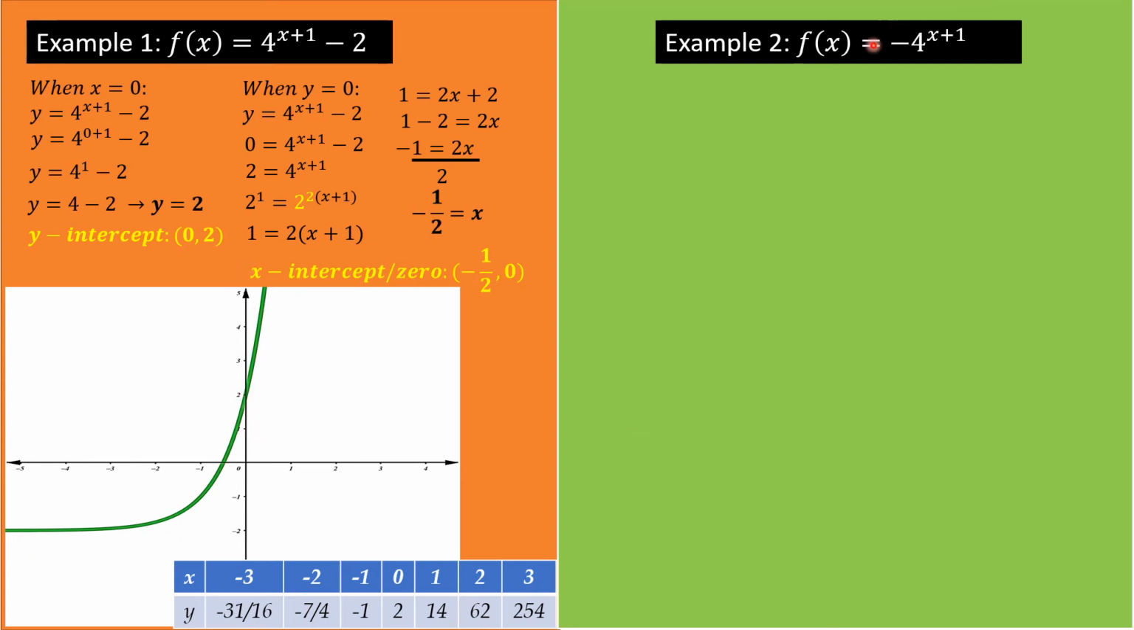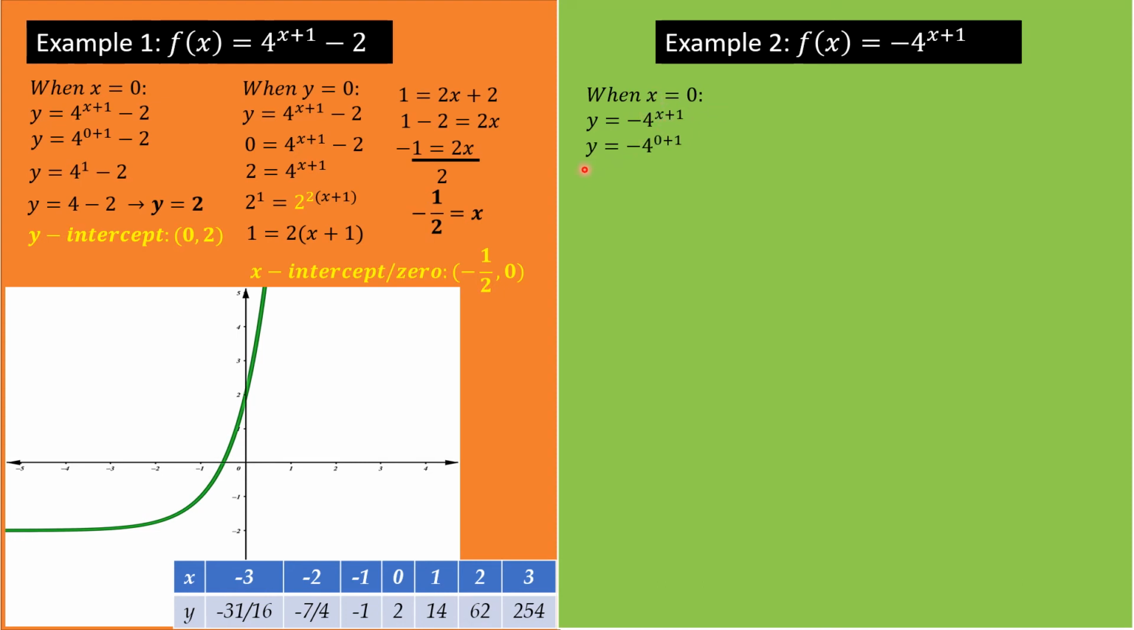Then, let's proceed to example number 2. F of x equals negative 4 raised to x plus 1. So, kanina, na-determine na natin ang value ng domain, range, as well as the asymptote of the following functions. Ngayon, proceed tayo sa y-intercept. That is when x equals 0. Then, copy the function. Just change f of x into y. Yan, napalitan na natin. And then, we are going to let x equal to 0.